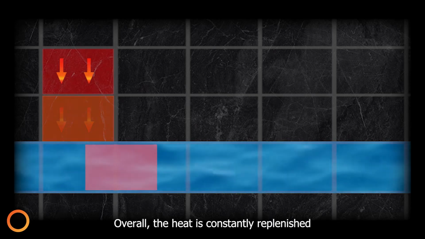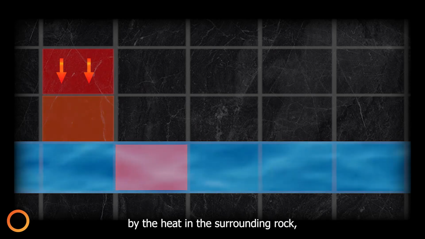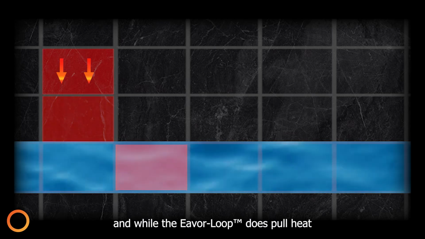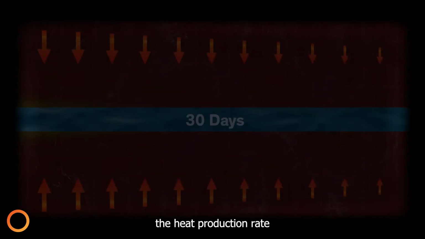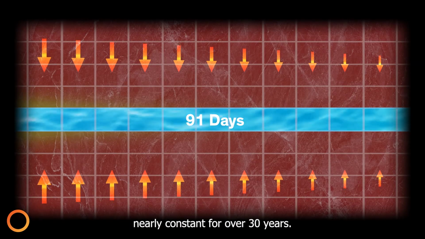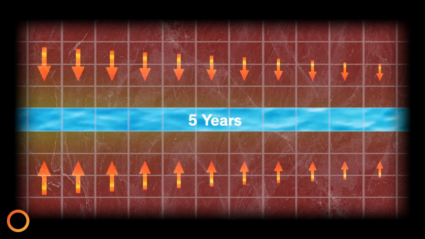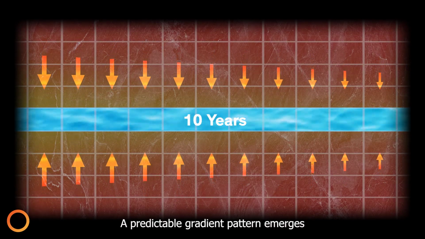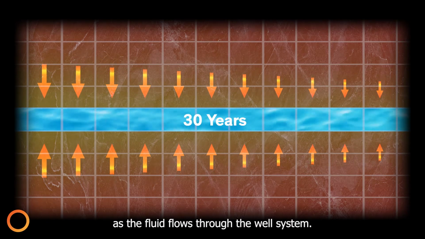Overall, the heat is constantly replenished by the heat in the surrounding rock, and while the Eavor-Loop does pull heat faster than it's replenished, the heat production rate of the Eavor-Loop remains nearly constant for over 30 years. A predictable gradient pattern emerges as the fluid flows through the well system.